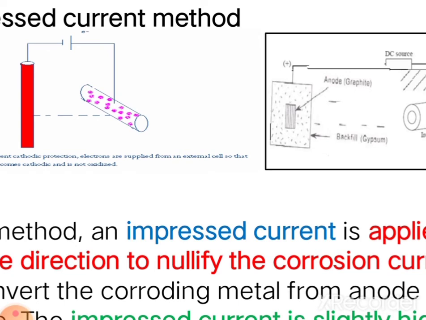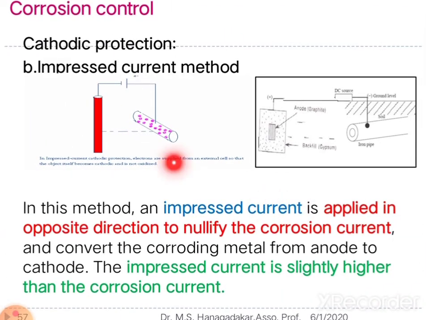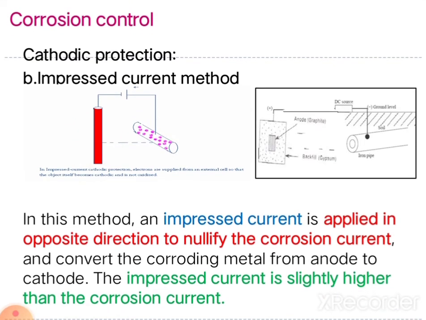Here, as you know, the metal which is to be protected is connected to the negative terminal of the battery, hence that is undergoing the reduction reaction, and the anodic part is acting as the anode in the process.